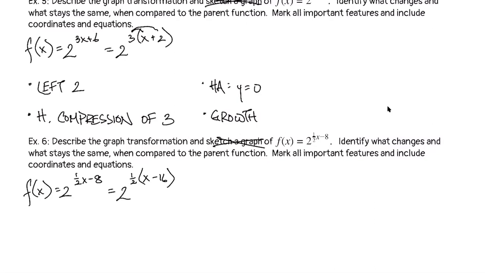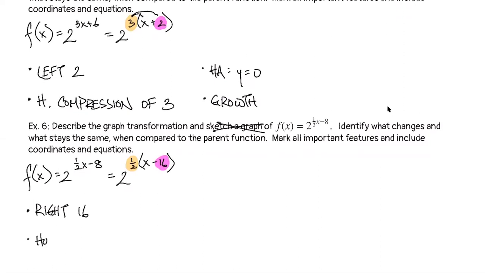Now it's in a form where we can see our C value, just like we could see the C value here. And it tells us our B value, just like this told us our B value. And so we can say that this one goes to the right 16 units. And we have a horizontal stretch of 1/2. Okay. So we're stretching things out. My horizontal asymptote stays the same. And I know it's a growth because the B value is 2, the lowercase b value is 2, and we know that that means it's a growth function, okay?